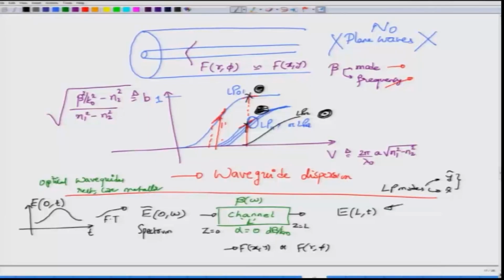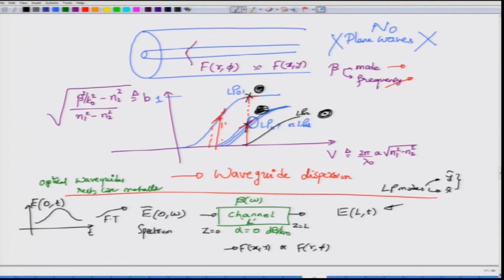In this module, we will continue the discussion of dispersion, and we do so by going back to this channel and the problem of having to find out what would be the output electric field E of L,t when I know the input electric field E of 0,t. Because I know the input, I also know the spectrum, which I have written as E0 tilde of omega, with a wavy line on top of the electric field to denote that this is the spectral quantity that I am dealing with.